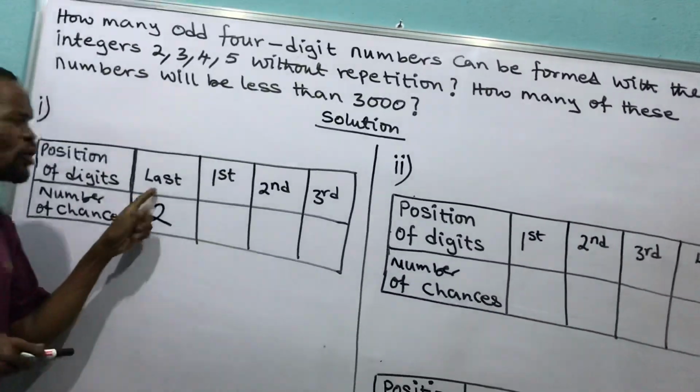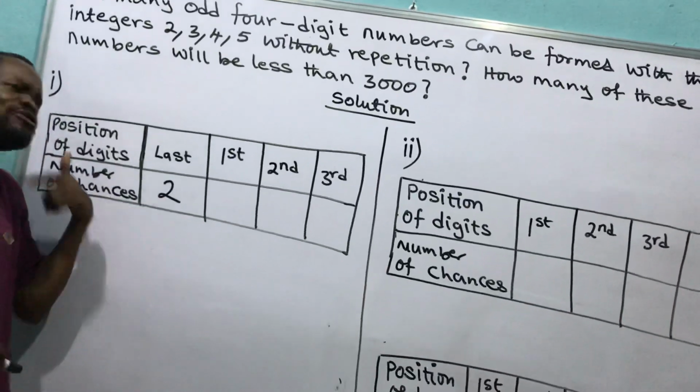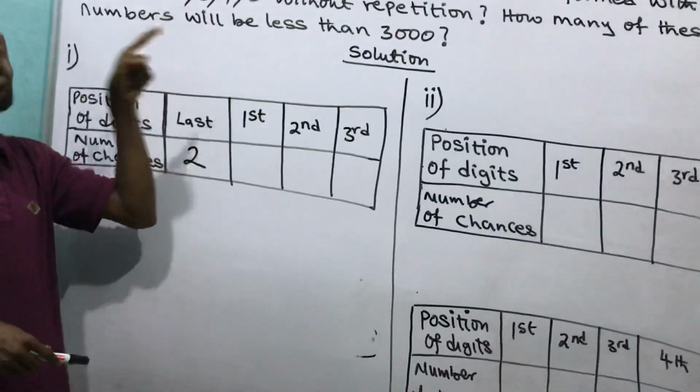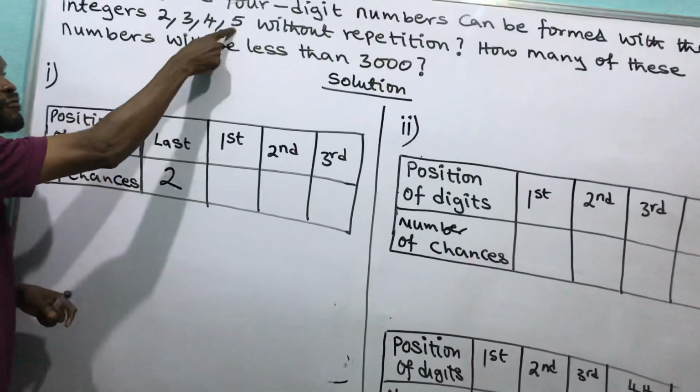So the number of ways we can choose the last number, which is an odd number, is 3 and 5.